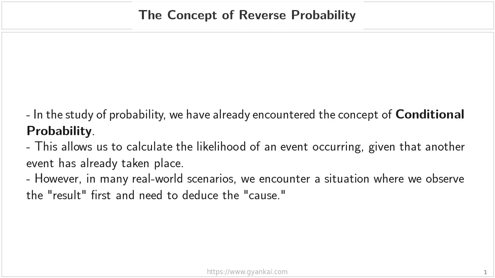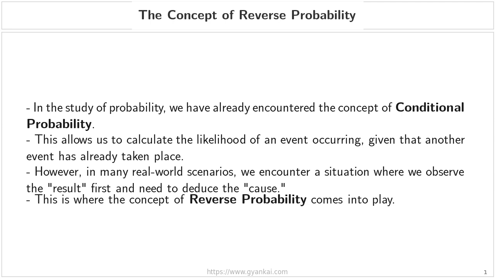However, as we move into more complex applications, we find that real-world problems often present us with a different kind of challenge. In many scenarios, we don't start with the initial conditions. Instead, we observe a result or an outcome first, and our task is to work backward to deduce the original cause. This shift in perspective, moving from an observed effect back to its potential origin, is exactly what we call reverse probability. Over the next few slides, we will break down the difference between forward and backward reasoning and see how we can use tools like Bayes' Theorem to solve these puzzles.